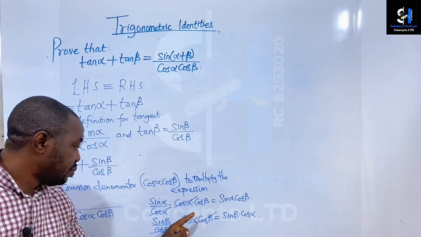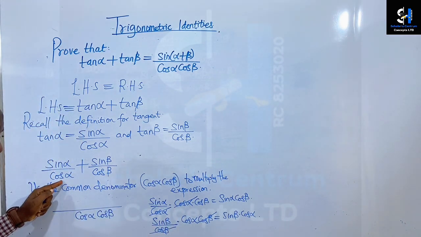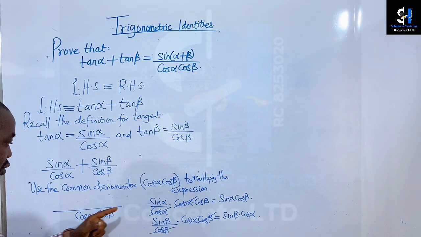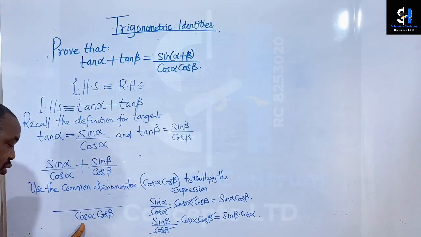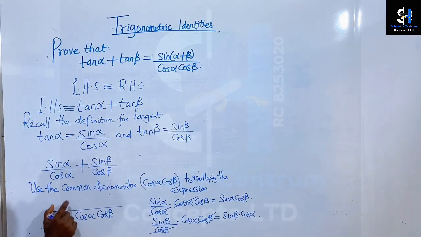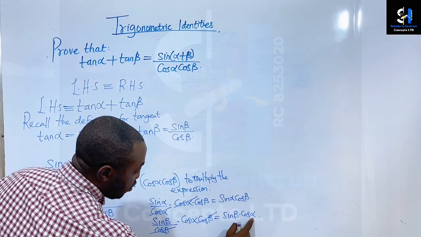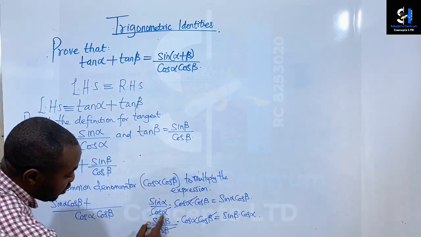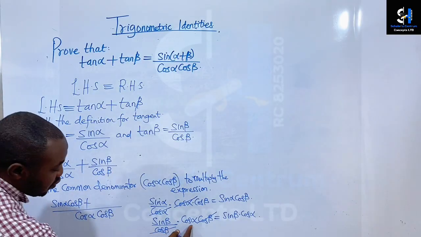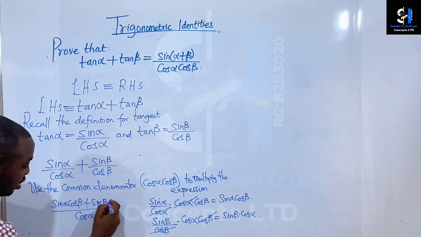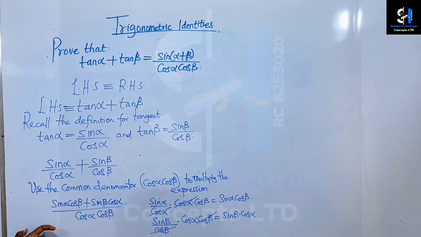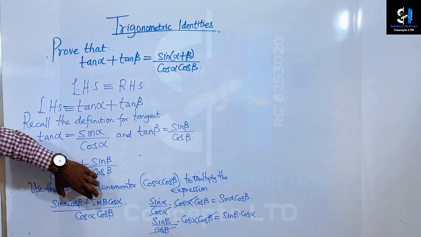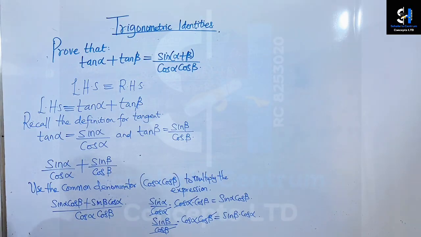So when we use the common denominator, both terms will have the same denominator of cos alpha cos beta. The first part on top will be sine alpha cos beta. Then, multiplying sine beta over cos beta by cos alpha cos beta, the cos beta cancels out, so we have cos alpha sine beta, which means sine beta cos alpha. This is our new numerator, and we can write it in brief.